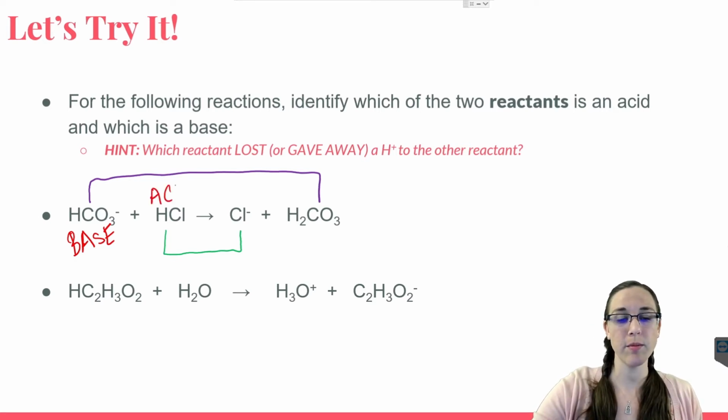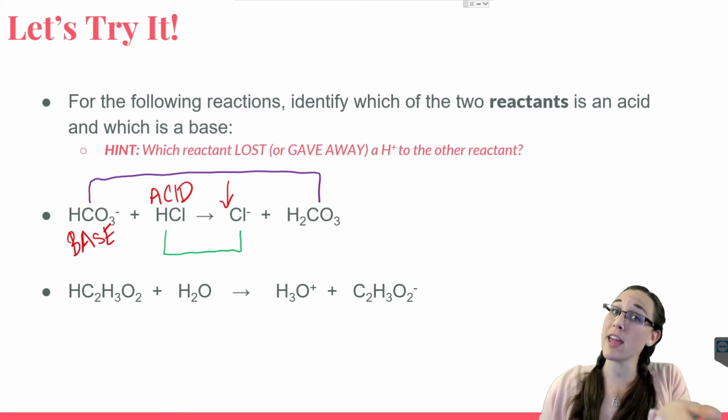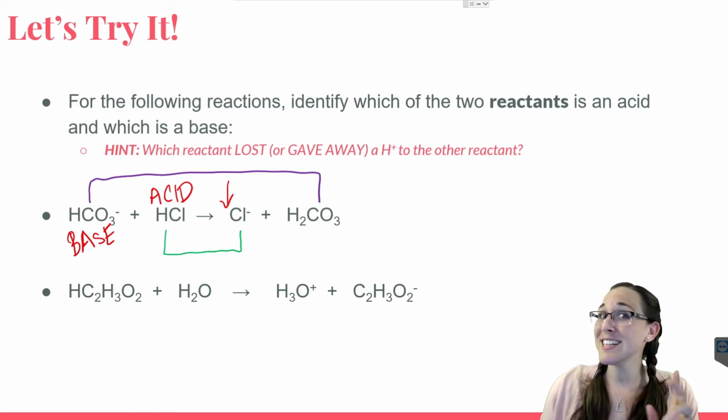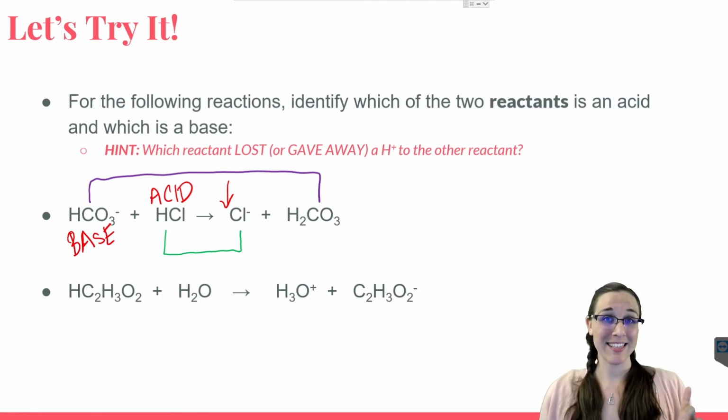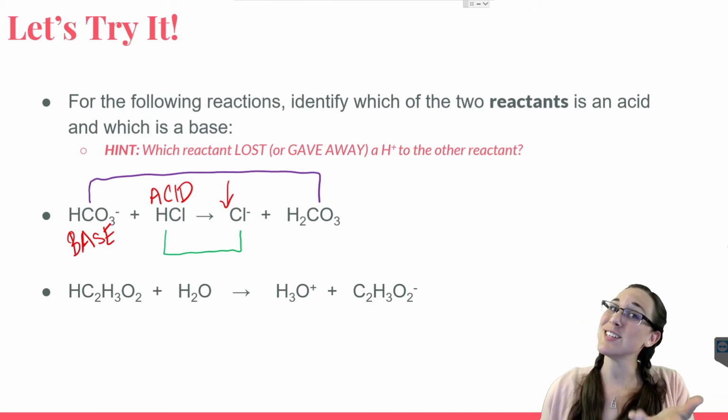We can reconfirm this in the fact that it has an H on the reactant side and is missing the H on the product side. Therefore, it donated or gave away its H. That's what acids do. Remember, in chemistry, the difference between an acid and a base is that a base accepts a proton, which an acid donates.